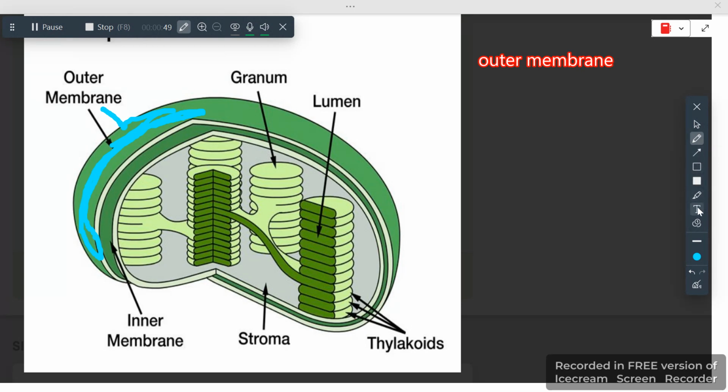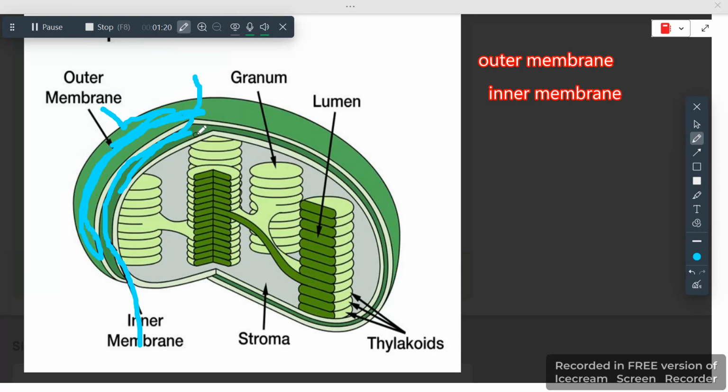Okay, so then we have the inner membrane. Now, what does this mean? Inner membrane is this one part. Let me just get a pencil. So the inner membrane is this one part, the cavity here. This cavity is the inner membrane. Have a look here, this is the labeling. So yes, this is the inner membrane.